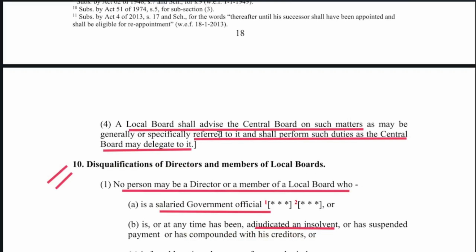A local board shall advise the central board on such matters as may be generally and specifically referred to it, and shall perform such duties as the central board may delegate to it. Now, what are the functions that have to be performed? First, advisory functions, with respect to those matters which are specifically allotted to them, and they would be performing such other duties and functions which the central board of directors delegate to these local boards.